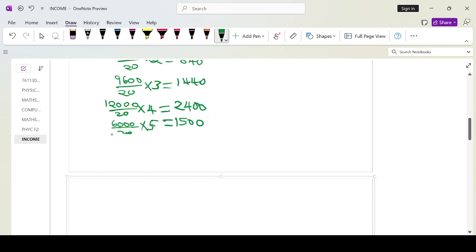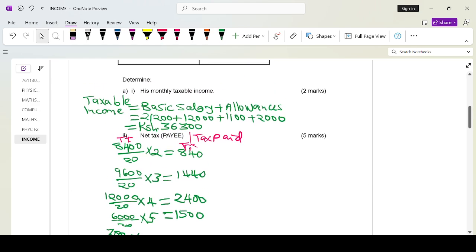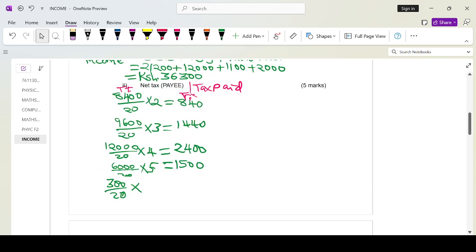So in the 300 we are going to tax, for every 20 shillings in it, we are going to tax 6 shillings. So in total, how much are we going to tax? In total, we are going to tax 90 shillings there.